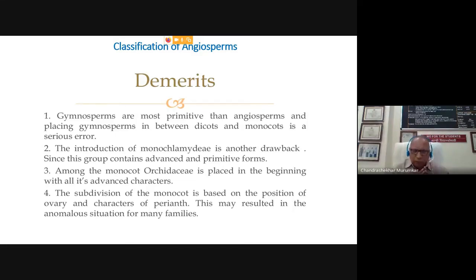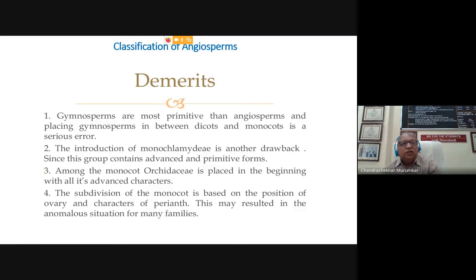Among the monocots, Orchidaceae is placed at the beginning, which is again a wrong placement, because Orchidaceae is the most advanced family of monocots. And that's why Orchidaceae should be placed at a later position, but unfortunately in this system of classification they have placed it at the beginning with all its advanced characters.